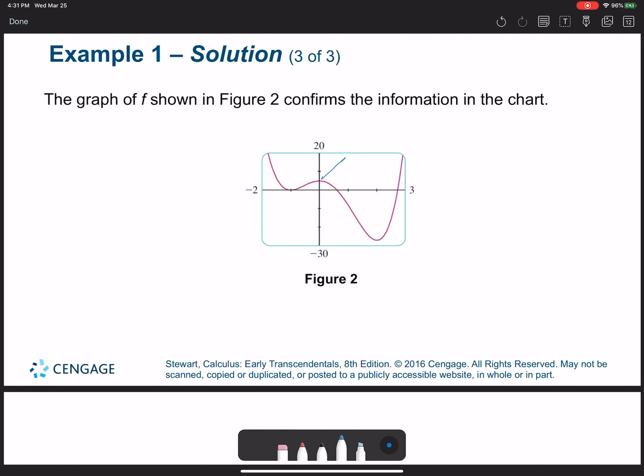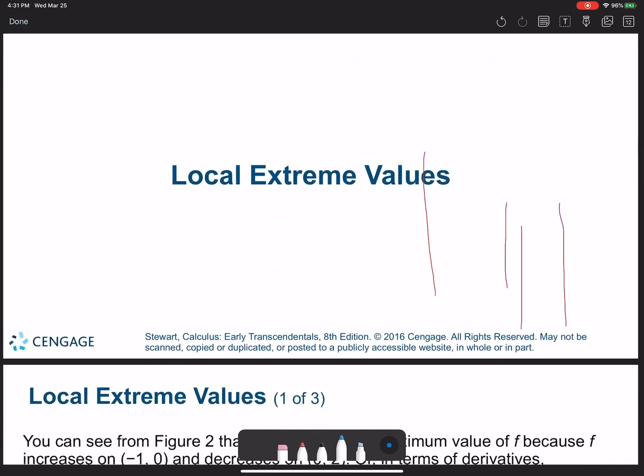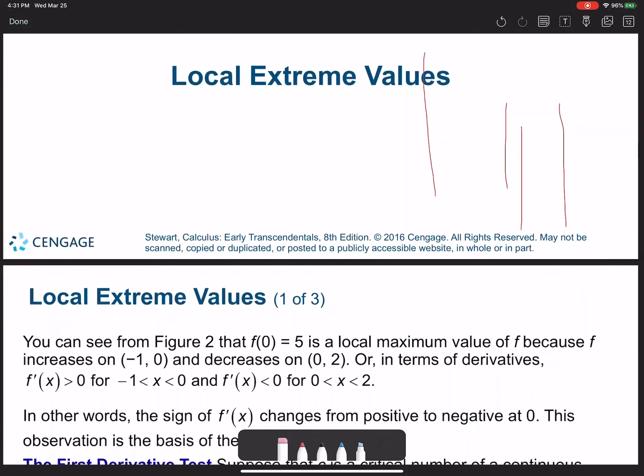So we're talking about this point right here, (0, 5). And this is just distracting. That's me being neurotic. I have to erase those. There we go.